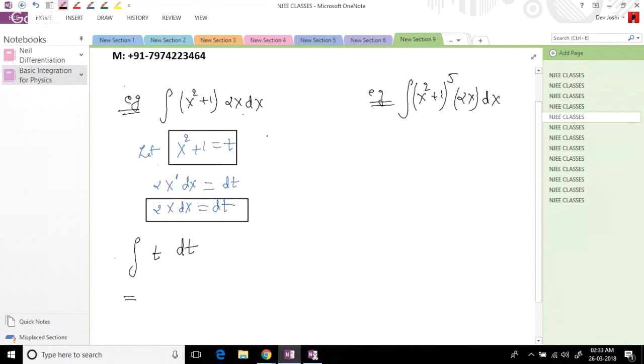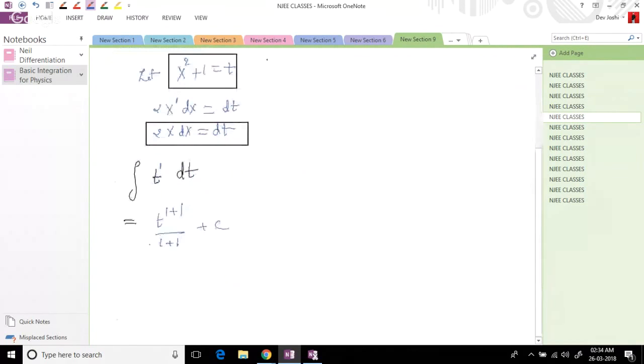We can easily solve this, right? Integral of t dt. What is the formula? Again, we can apply the integral of x to the power n, so t to the power n dt. So t to the power 1 dt can be t to the power 1 plus 1 upon 1 plus 1, plus a constant c. So that is going to be t to the power 2 upon 2 plus c. Now just put in the value again.